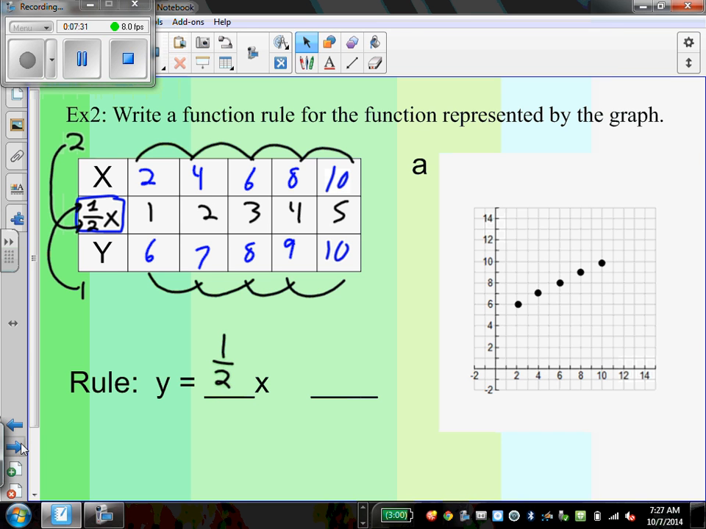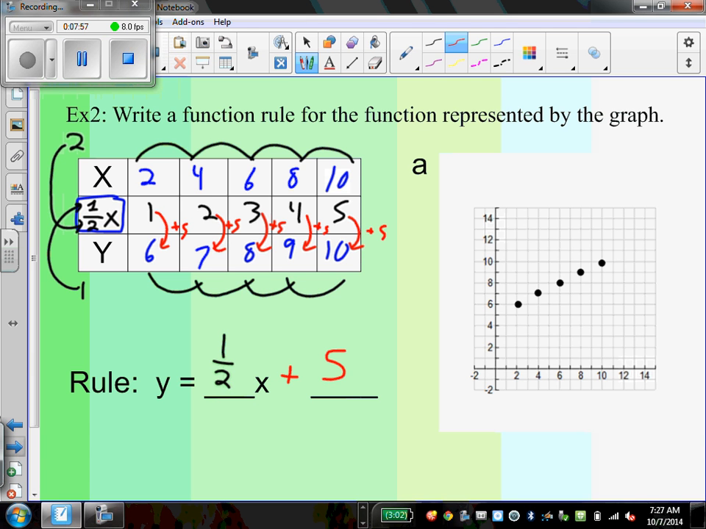Let's see what's happening now to get from that middle to the bottom. We need the same rule to happen for all of these, and you may notice that each time we're adding 5. 1 to get to 6 is plus 5, 2 to 7 plus 5, 3 plus 5 is 8, 4 plus 5 is 9, 5 plus 5 is 10. So we're adding 5 each time, and that goes into our rule then.